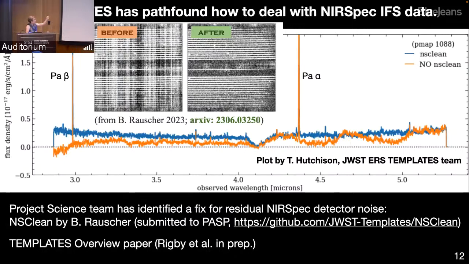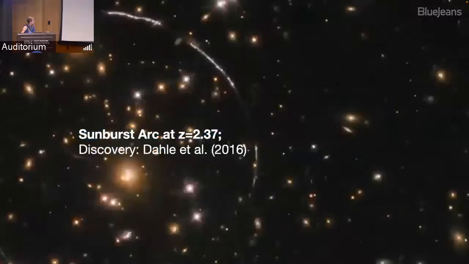So this is a before and after correction. Detector wizard Bernie Rauscher has come up with this beautiful scheme that corrects this noise, which is actually millikelvin fluctuations in the readouts for the detectors that causes this. We just make it go away, and then the spectra are so much nicer to deal with. So if you care about that, these are the links to go run NSClean on your data as well, and you may very well care for any NIRSpec deep data, IFU or not.